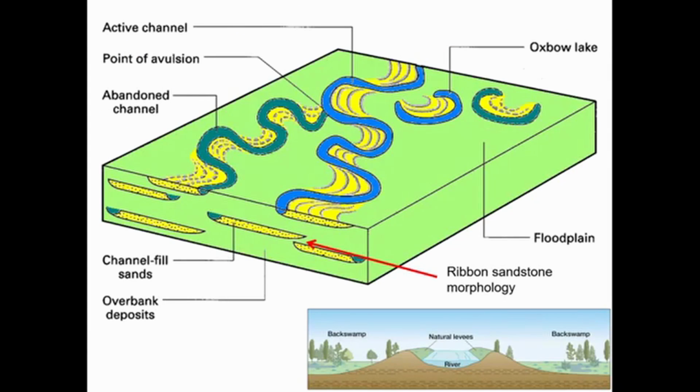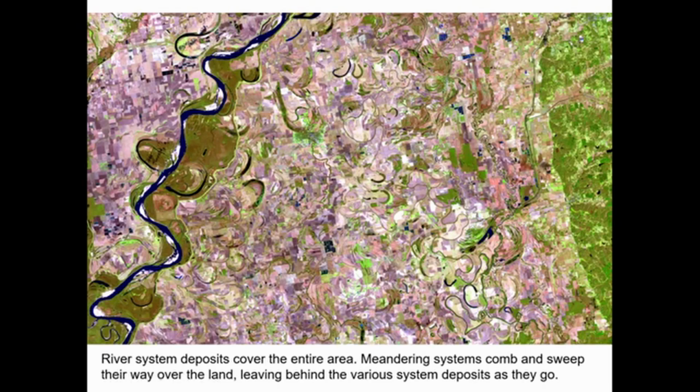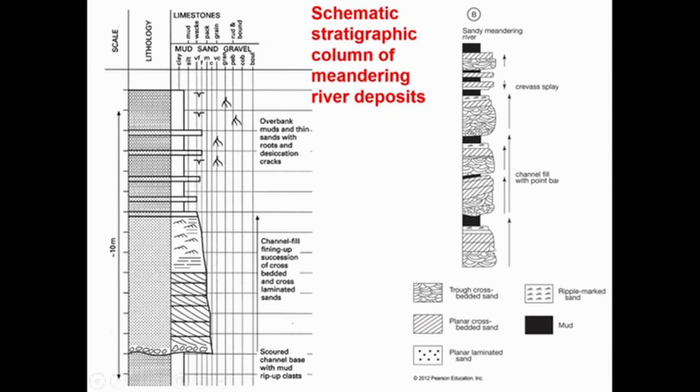That's why all these channels in the cross section are not connected, and here they look like just channels within floodplain deposit. That's why in the stratigraphic column we always see channel deposit, then it comes back with the floodplain, and then the channel meanders back and then meanders away. We have a floodplain deposit.